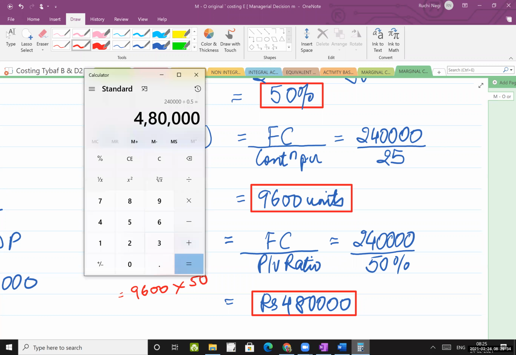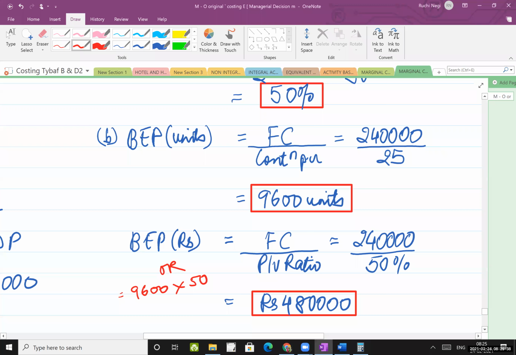Cross check: 9,600 into 50. It's 4 lakh 80. It has to tally obviously. So just cross check orally using the other formula whether your answers are right or wrong.